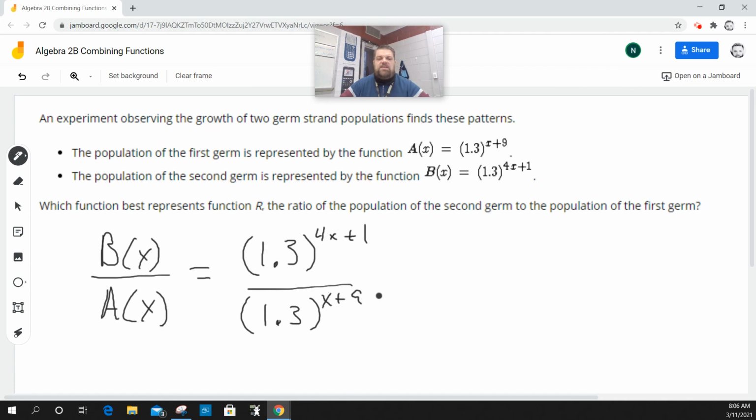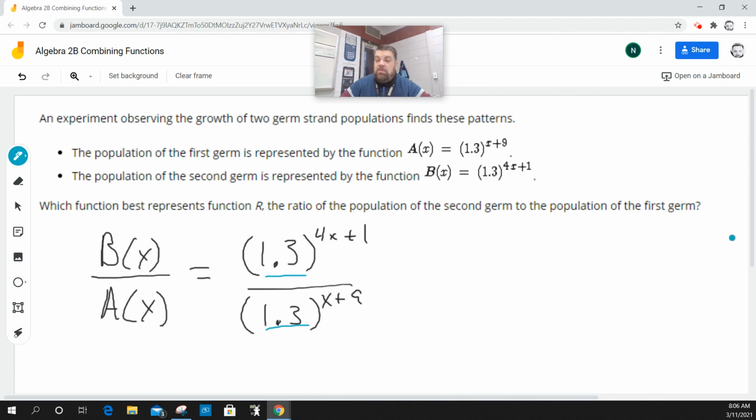Now we can simplify this because they have the same base. So this problem's kind of rigged up that way. We've done one where we added two functions, and one where we subtracted two functions. In the last problem, we multiplied two functions. So now we're dividing. The top is being divided by the bottom.